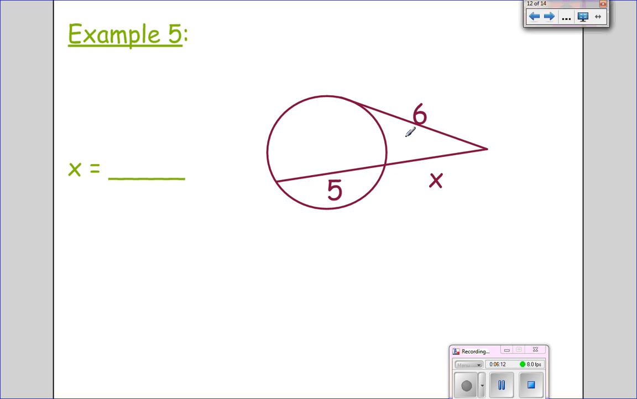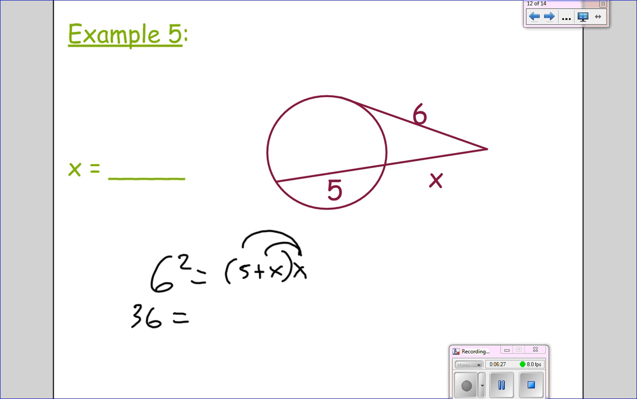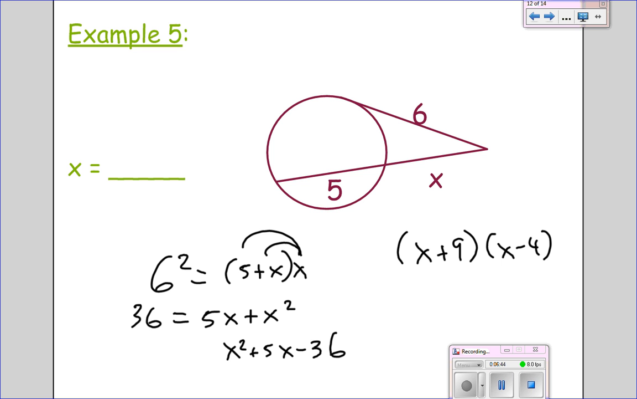So let's see what that looks like here. So the whole tangent part, 6 squared, equals the whole secant part, 5 plus x, times the outside part, x. 36 equals, distribute now, 5x plus x squared. So we're going to move the 36 over, so we get x squared plus 5x minus 36. Factor that, gives you x plus 8. I'm sorry, that's not correct. Let's see, it's going to be x plus 9, x minus 4. So x equals negative 9, x equals 4. Now, can you have a segment that's negative 9? No, so x just equals 4.